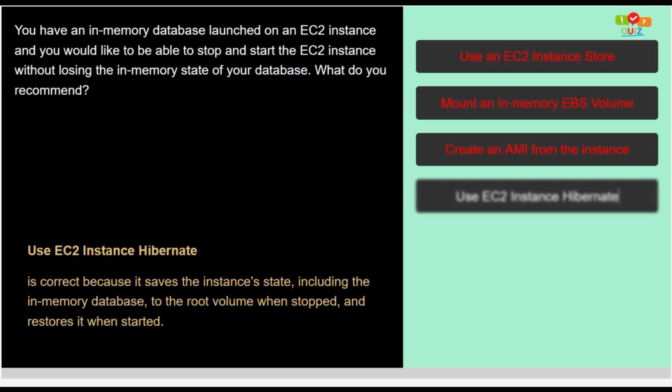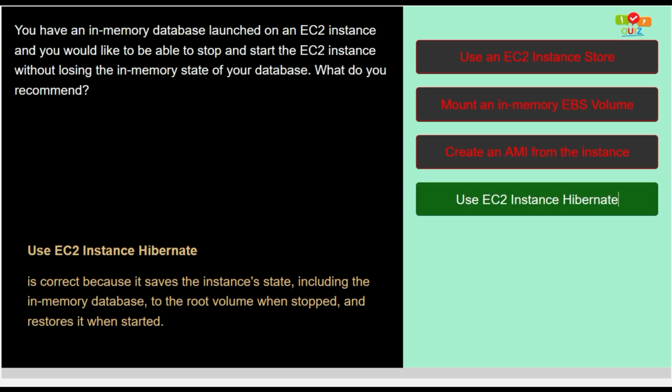Use EC2 instance hibernate. This option is correct. Why? Because it saves the instance's state, including the in-memory database, to the root volume when stopped and restores it when it is started. Okay. So this is why option number 4 is the correct answer for this question. Got it? Let us move to our next question.